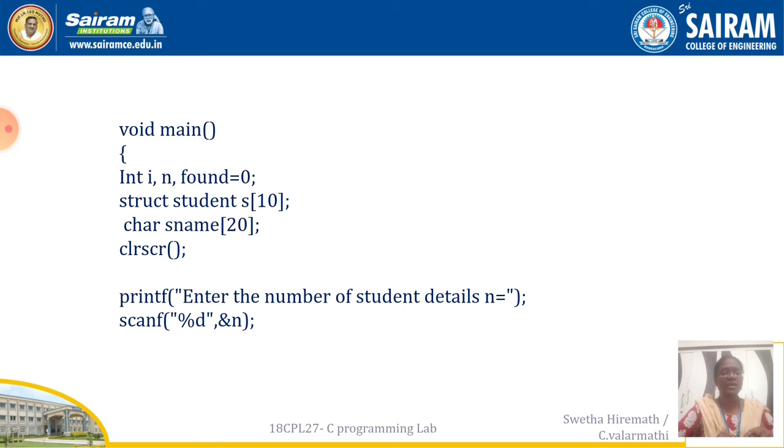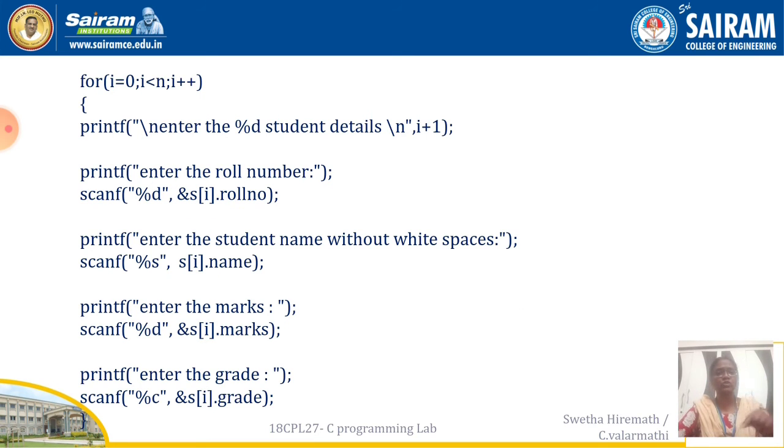Say for example, my n is equal to 3. That means I am going to use this concept for 3 students, right? So for each student I need to get the values. If you take one student, what are the 4 members? Roll number, name, marks and grade. So these should be executed for 3 students. How can we implement this concept? Using a for loop. Obviously I choose a for loop for implementing this concept.